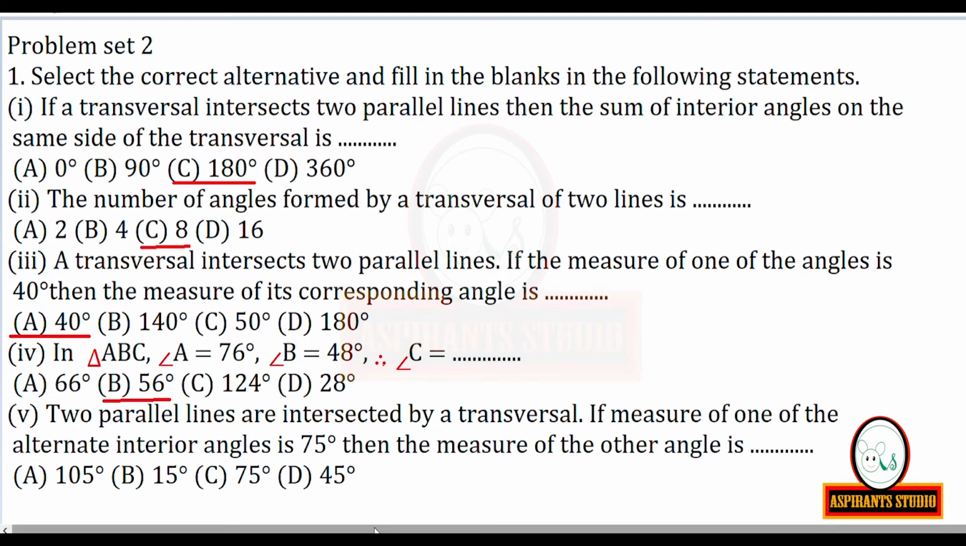See the next question. Two parallel lines are intersected by a transversal. If the measure of one of the angles in the pair of alternate interior angles is 75 degrees, then the measure of the other angle is dash.